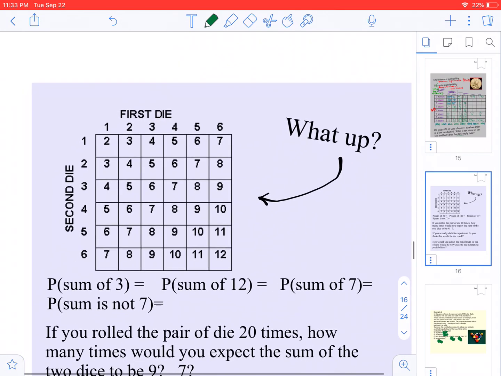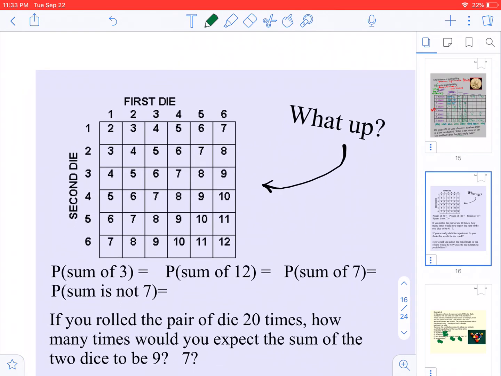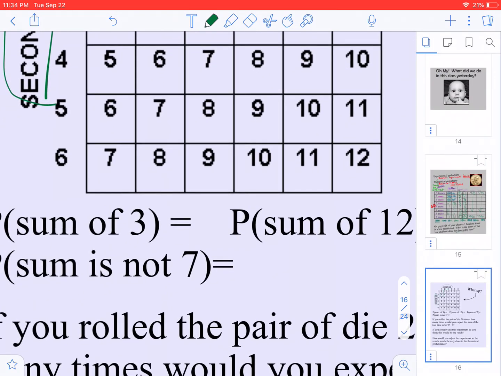All right, here we have a grid showing us the sum of two dice. Here's our second and our first die listed, and then the sums on the inside. So what is the probability of the sum of a 3? Well, I see a 3 comes up in 2 places. And since we have 36 total squares, then I would say 2 out of 36, which reduces to 1/18.